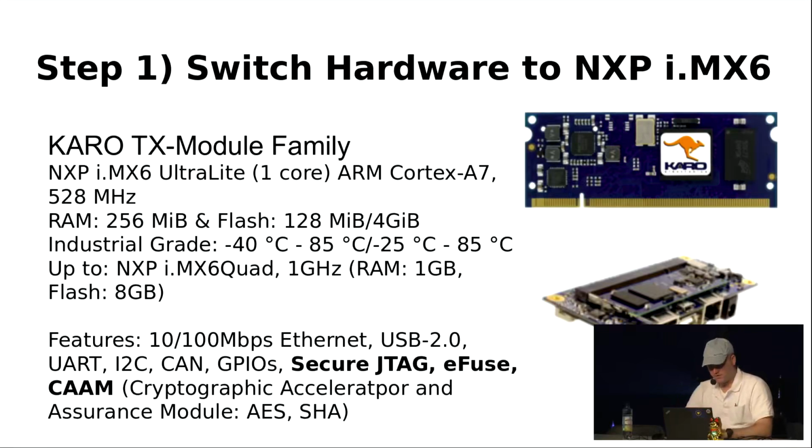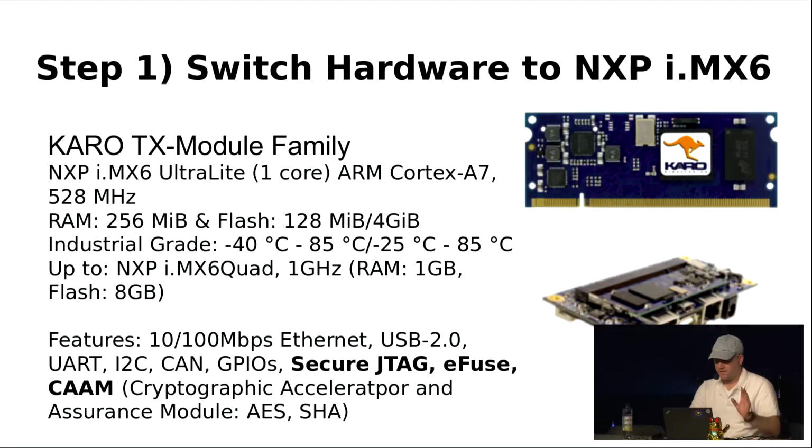and it has the usual features. So this board is a bit older. It's 10 or 100 megabit per second Ethernet, USB 2, serial devices, I2C, CAN, GPIOs, and the important fact is secure JTAG, eFuses, and CAAM. So these are the aspects that allow us to implement a secure IoT device. We will talk later about what a secure IoT device is.